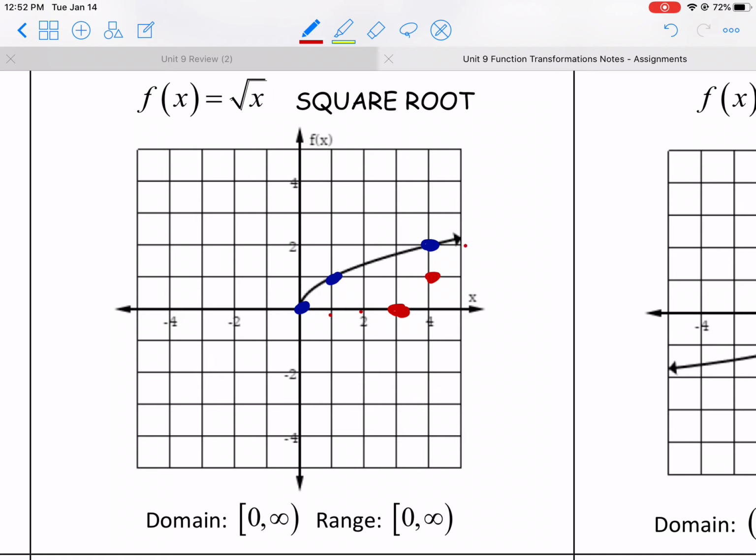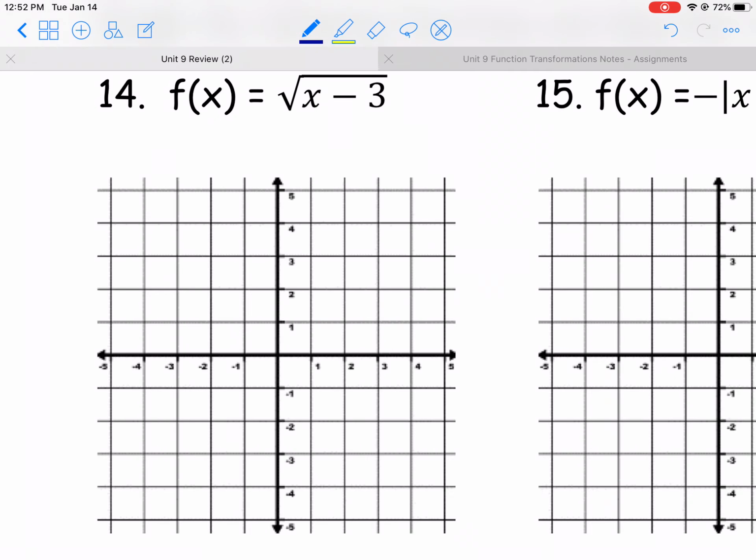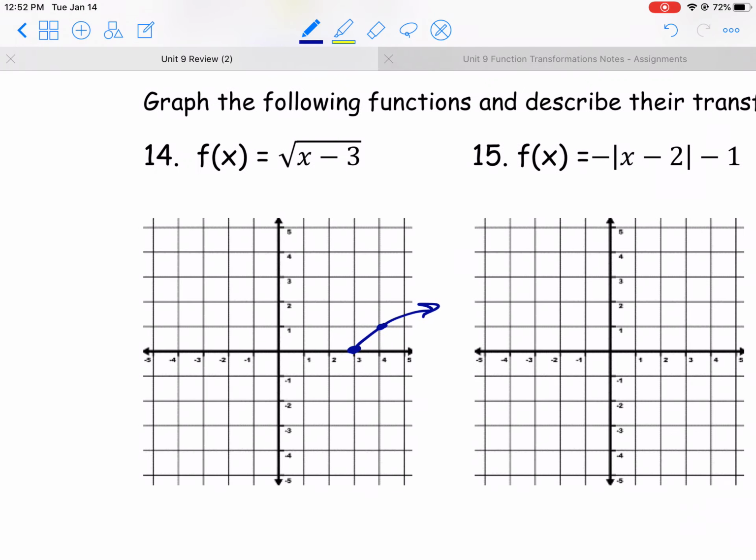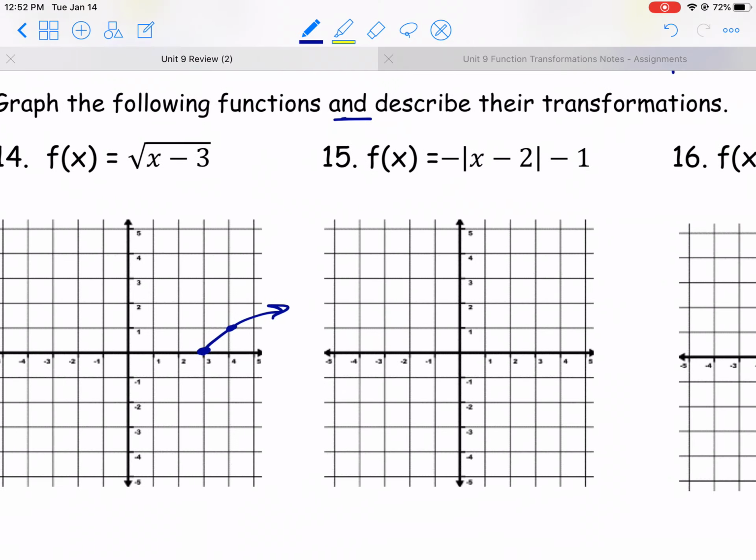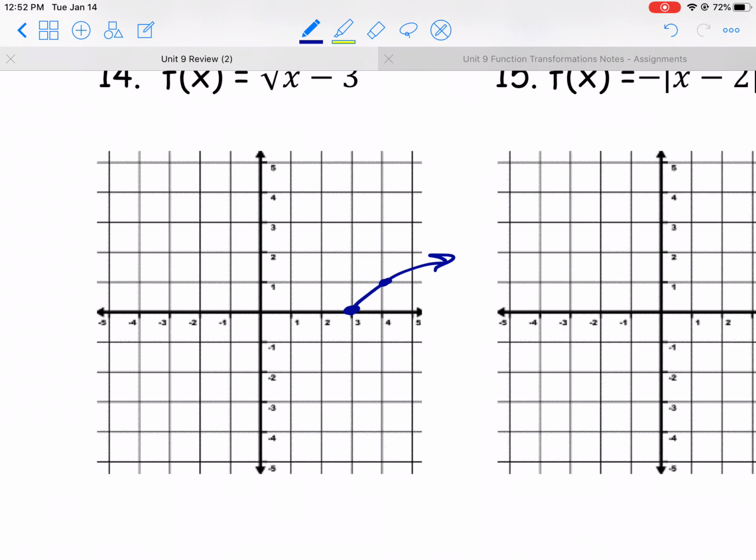So let's see, 1, 2, 3. So our new graph is going to look something like that. Okay, so 3, 0, 4, 1. I'll try and remember that as I head back over here. 3, 0, 4, 1, and then we had something out there. Okay, that's what our new graph is. And this one is pretty straightforward. It's just right 3.